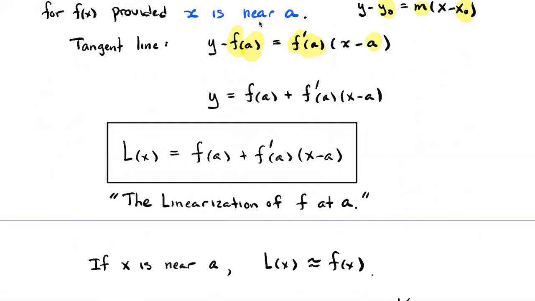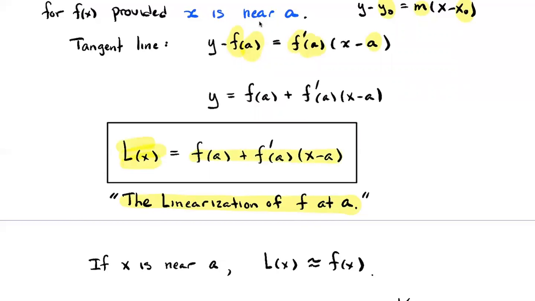And I'm calling that the linearization of the function. That's its full name, the linearization of f at a. And you have to have those two pieces of information. You have to know the function f, and you have to know the point a, and then the linearization of it is just this tangent line.